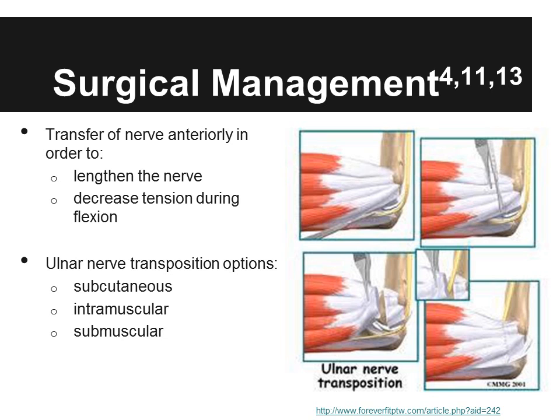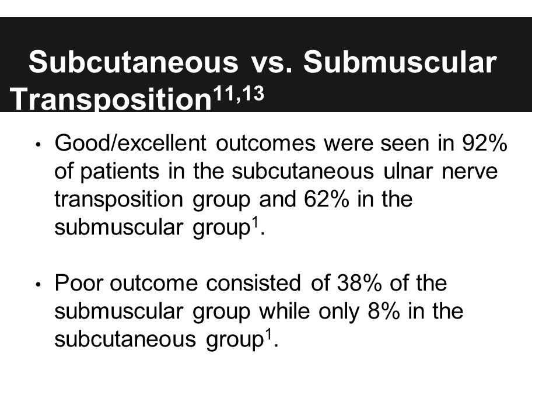The surgical procedure includes transferring the nerve anteriorly to lengthen the nerve and decrease tension during flexion. The nerve can be transposed under the skin, within the muscle, or above the muscle. Jadou et al. conducted a study investigating whether subcutaneous or submuscular was more beneficial. They found good to excellent results in 92% of those in the subcutaneous ulnar nerve transposition group and 62% in the submuscular group. There was a greater incidence of poorer outcomes in the submuscular group of 38% when compared to the subcutaneous of only 8%.